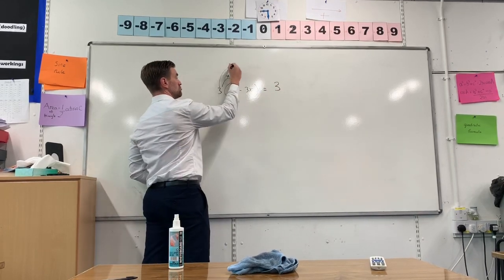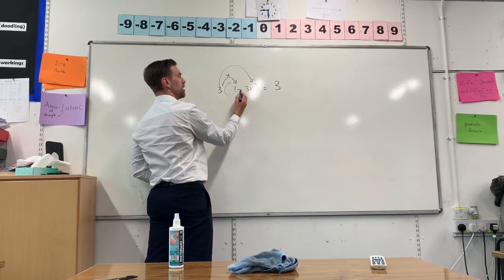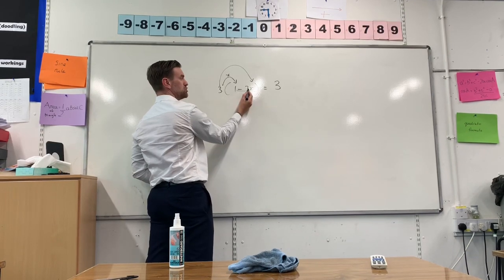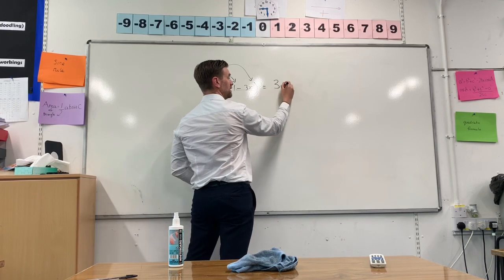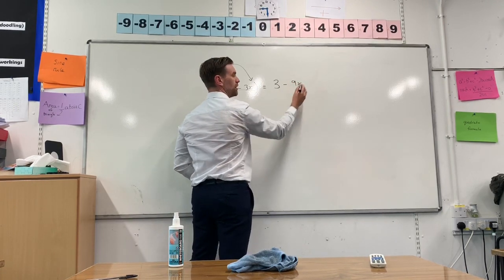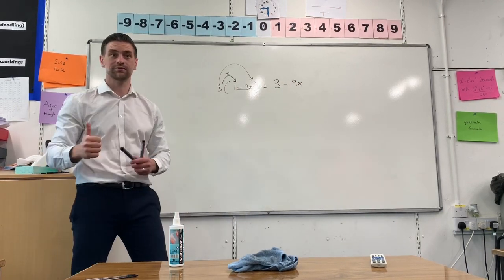3 times 1 is 3. 3 times, remember look, it's a minus 3x. You always go with the sign to the left. 3 times minus 3x is going to be minus 9x, well done.